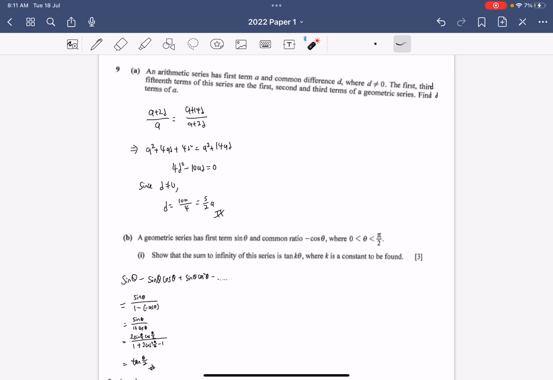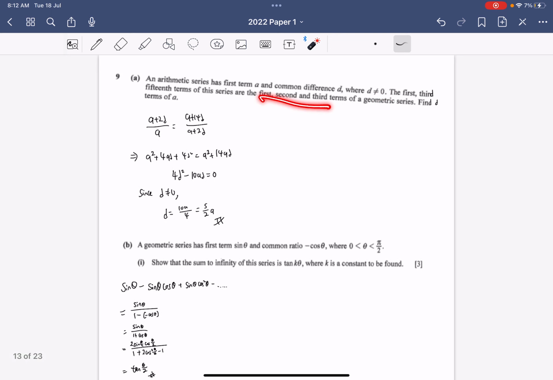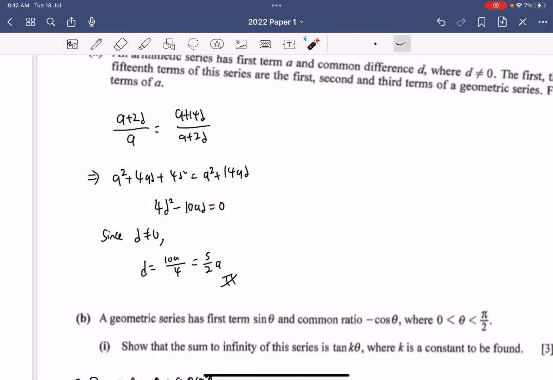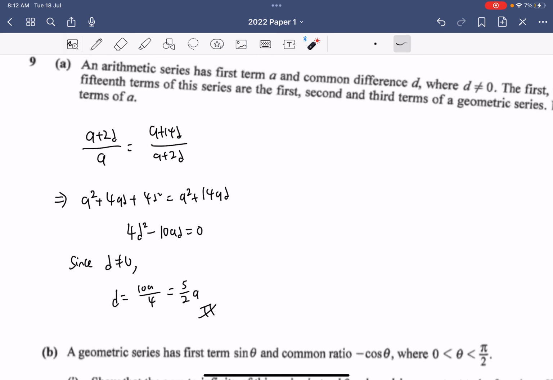And the first, third, and 15th terms of this series are now the first, second, third terms of another geometric series. So because it's the first, second, and third, we know that the ratio will be equal. So the second term over the first must equal the third term over the second. And the third term is, in this arithmetic series, the 15th term. So it's A plus 14D, divided by the third term, which is A plus 2D. And similarly for the other side. So you get this equation with A and D.